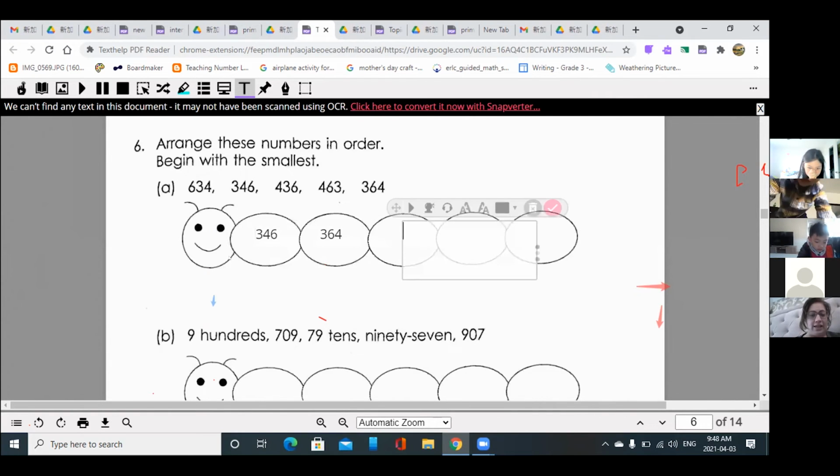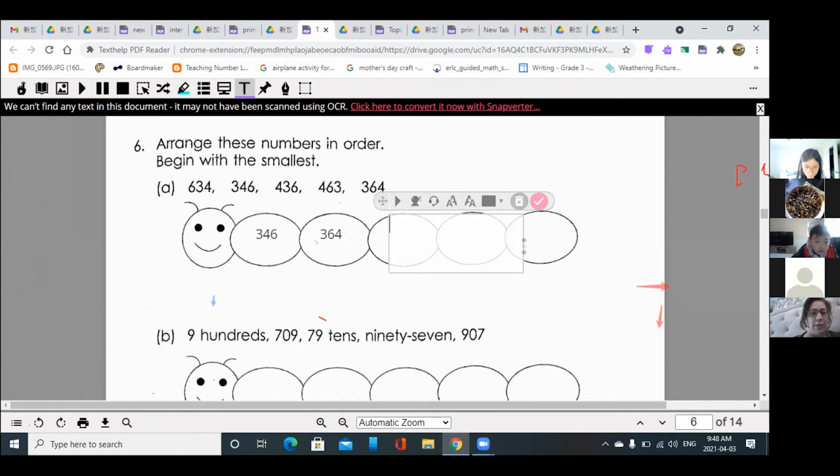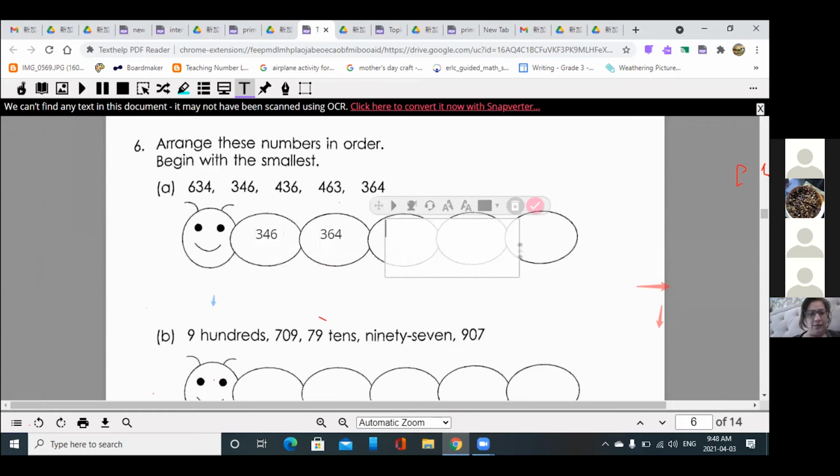Okay, let's try the next one. So we did 346. We've done 364. What's the next biggest number in line? Leah, take a jab at it. So we got 346. We got 364. What's the next biggest number, Leah? 463. Oh, there's a number even smaller than that, Leah, just by a little bit. Can you figure out what number that is, Leah? 436. Good job. Like that, Leah. Excellent.